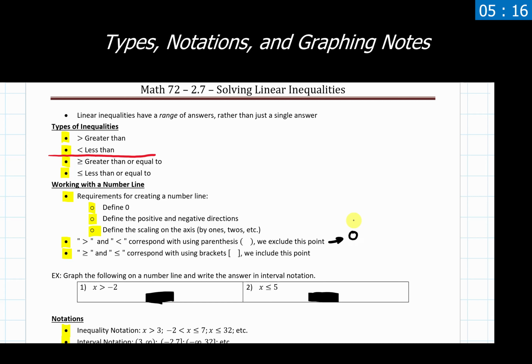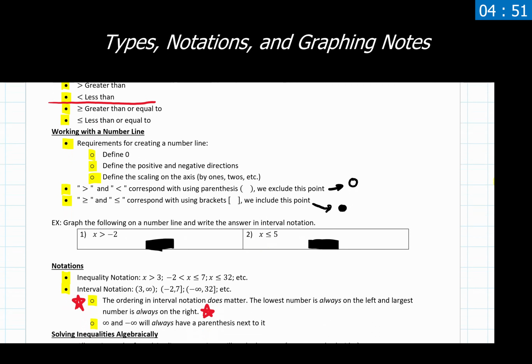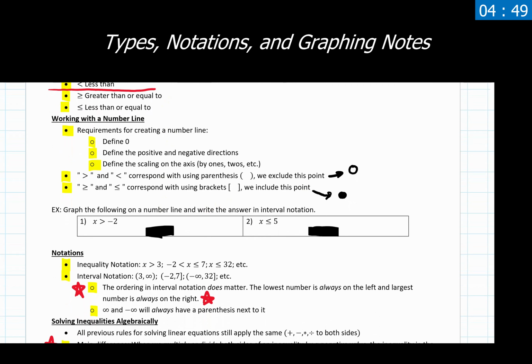In contrast to that, we have the greater than or equal to and less than or equal to symbols, which correspond to using brackets, which means we include that point. This can also be written sometimes using a closed circle on a number line. And I'll try showing both of these when we're working with our two examples that we have down here. The last part that I want to get to before we dive into these examples and see what it looks like is how we work with different types of notations.